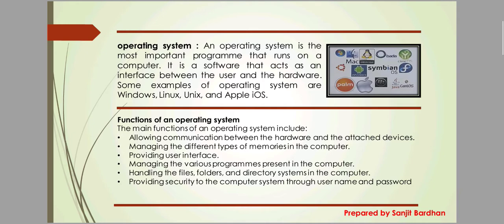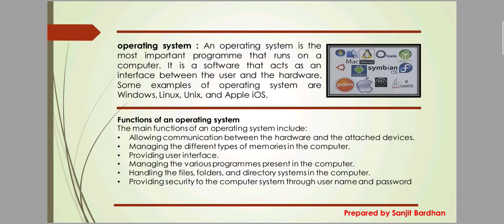Here you can see the operating system. The operating system is the most important program that runs on a computer. It is software that acts as an interface between the user and the hardware. That means we use the operating system to interact with the hardware. The operating system is like an interpreter to communicate between the user and the hardware.